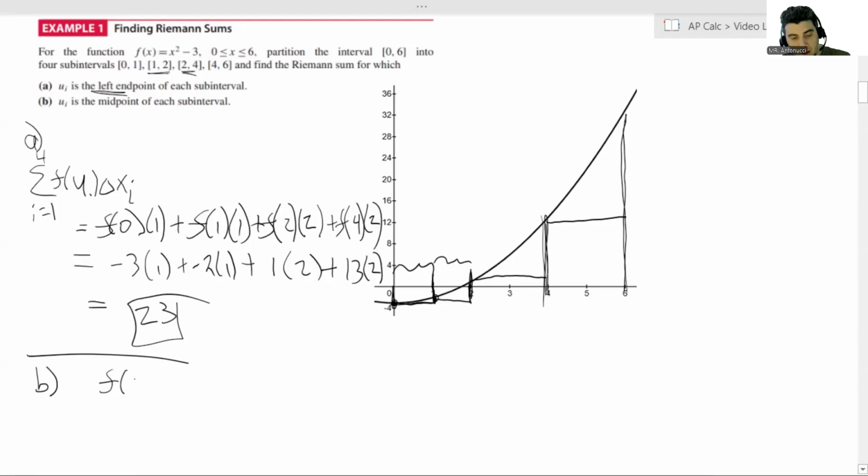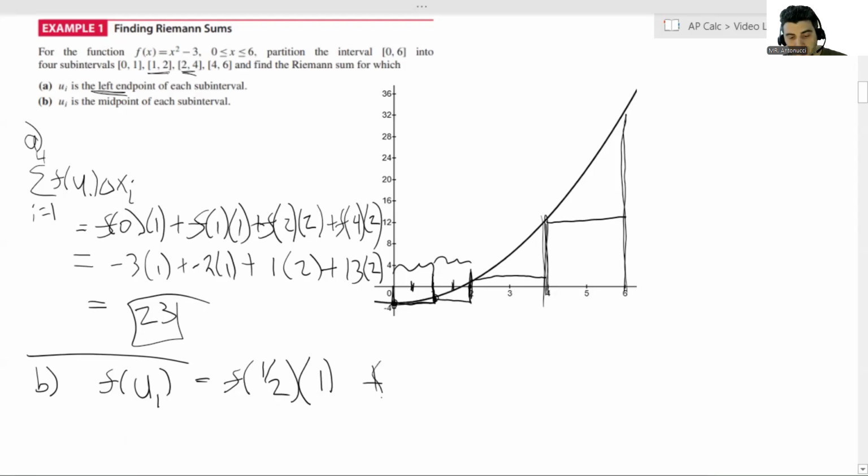For f of u1, the first subinterval, the midpoint is actually at 1/2. So that's going to be f of 1/2 times 1. Okay, so the midpoint is at 1/2 in that first subinterval, so you get the function value, but then you still have to multiply it by 1, which is the width. Now, even though 1's not going to change the value, we still need to multiply by 1 to indicate that we're getting area there. Plus, the next subinterval's midpoint is actually at 3/2.